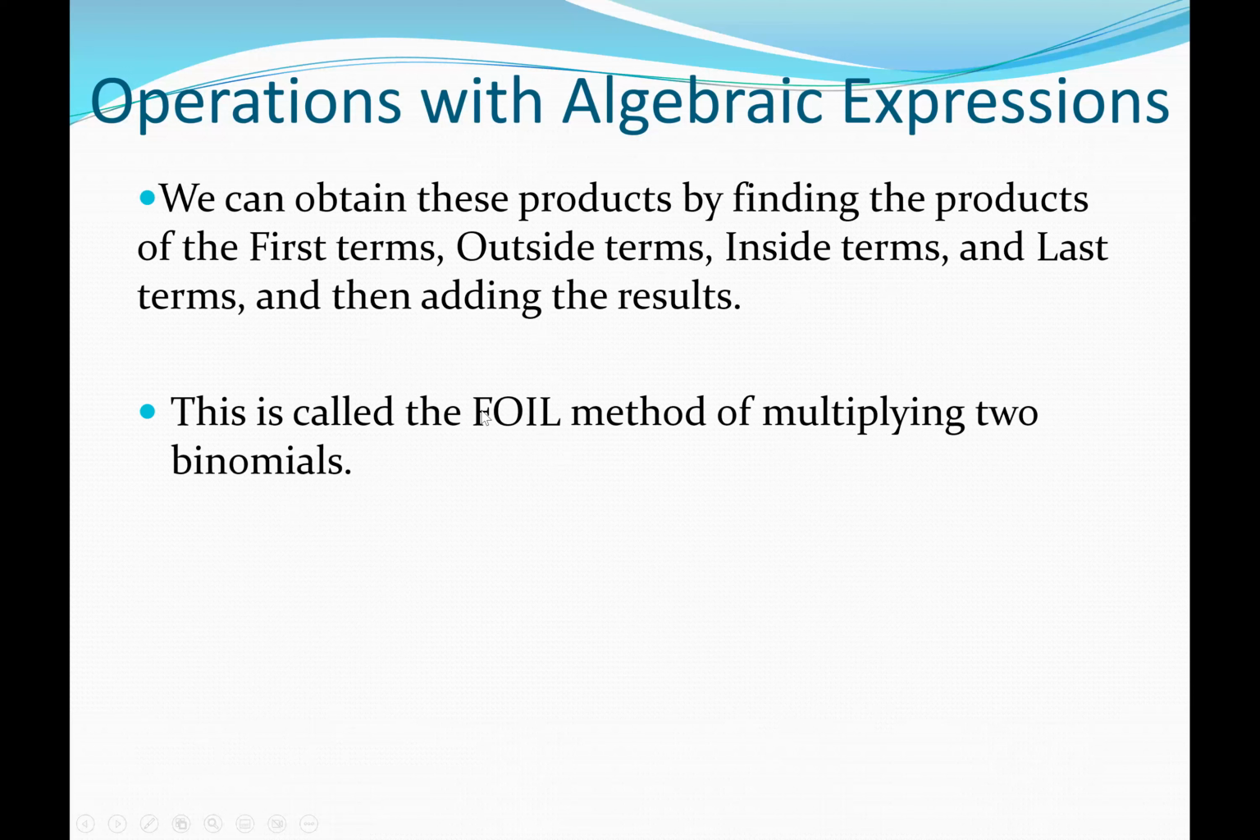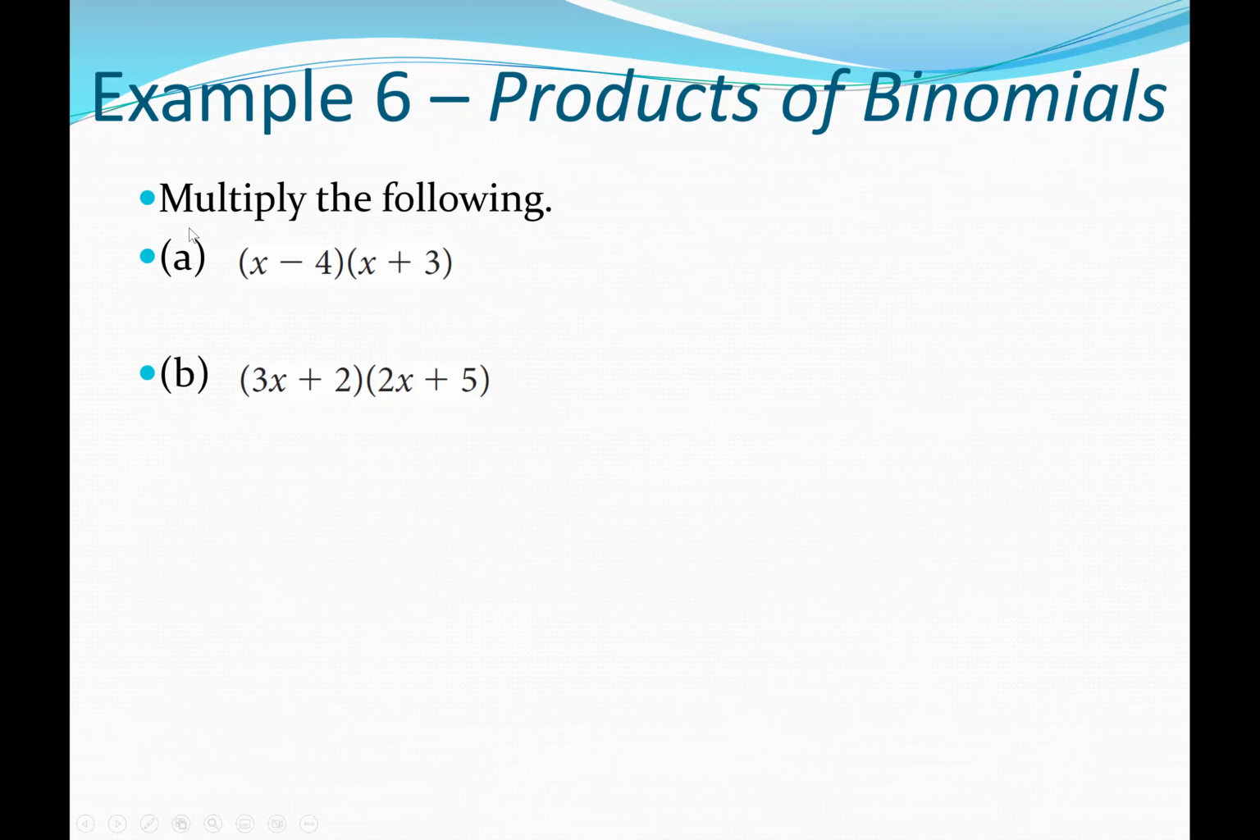This is known as the FOIL method. Maybe some of us covered this in our algebra, pre-algebra class or intermediate algebra, the FOIL method of multiplying two binomials together. So that's what we're going to do. Now, the FOIL method is good for binomials. So we multiply x minus 4 times x plus 3. X minus 4 is a binomial because we have two terms.